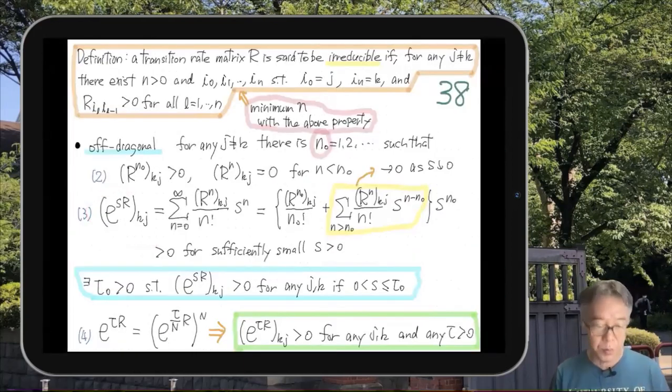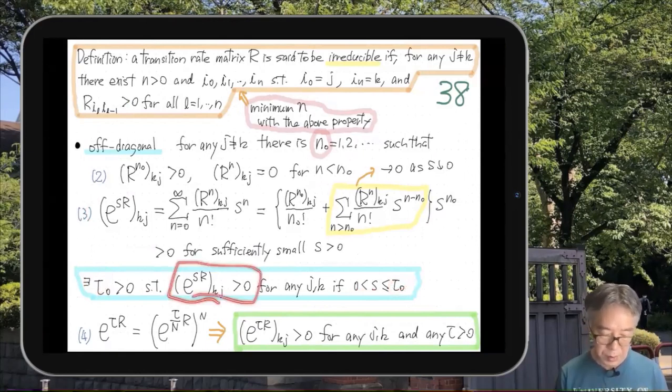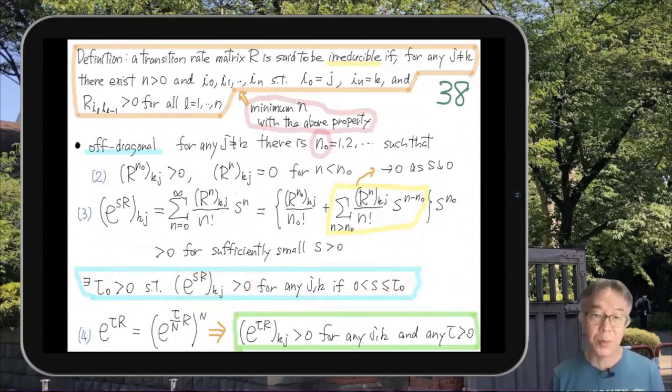And then you just compare and take the minimum smallness and call it tau naught. So we can conclude that there is some very small tau naught, and if s is strictly positive and still not greater than tau naught, then this matrix element is strictly positive for any j and k. Okay, so this is only for very, very small s, but it's not a problem.